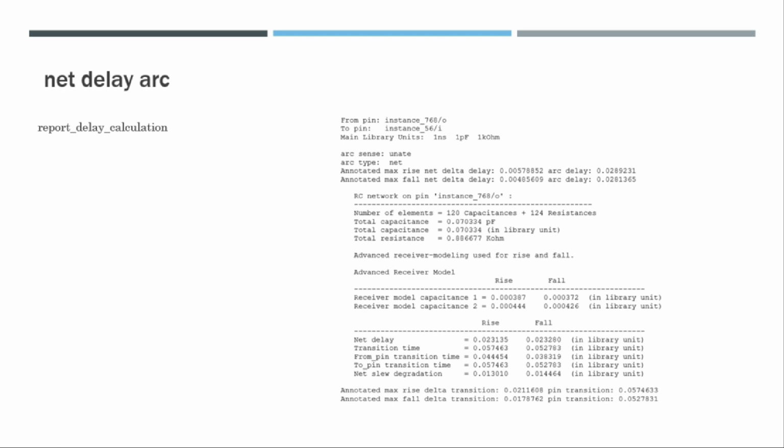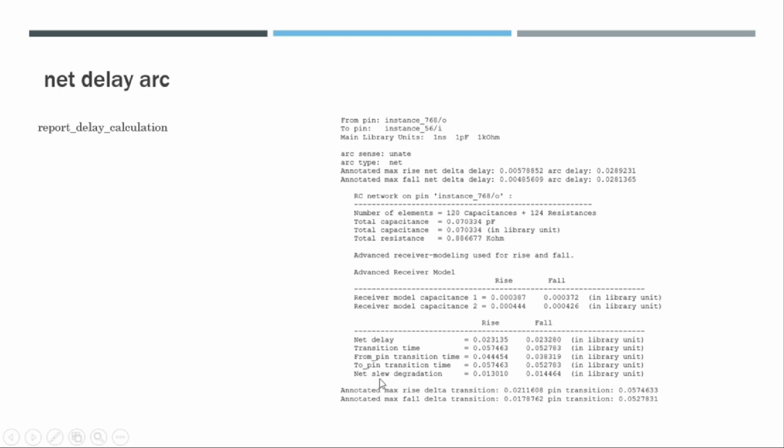And another difference is that it is showing you clearly that there are two capacitances in receiver model, and that's also advanced receiver model. In this case, it is also C1CN model, basically exactly the C1C2 model, because there are two capacitances which the tool will dynamically change depending on the situation and gets the accurate capacitance value. That model we will discuss in further videos.